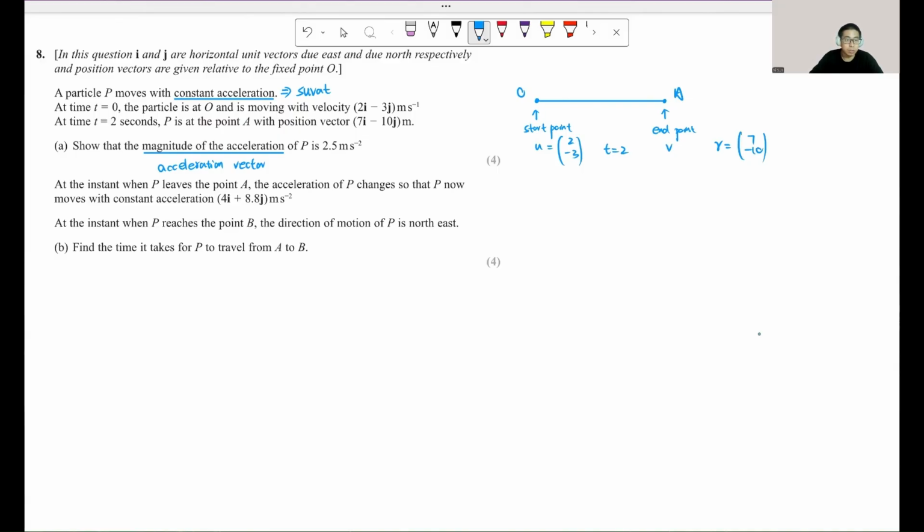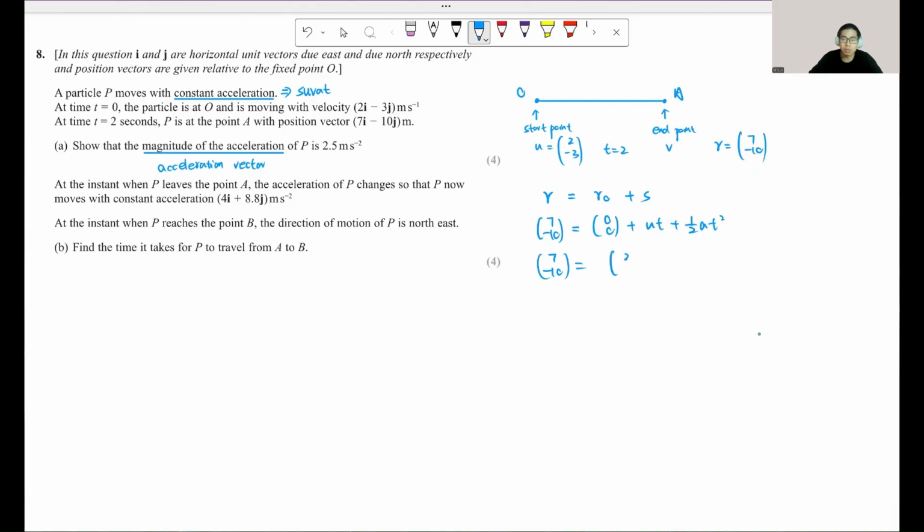So first we have current position is equal to the initial position plus the displacement. That would be the formula. Current position is 7, -10, and original position is just the origin, so 0, 0. For the displacement, we know u, we know t, and we want to work out acceleration. So we use s equals ut plus half at squared. Simplify that, we have 7, -10, 0, 0, so you can just ignore that.